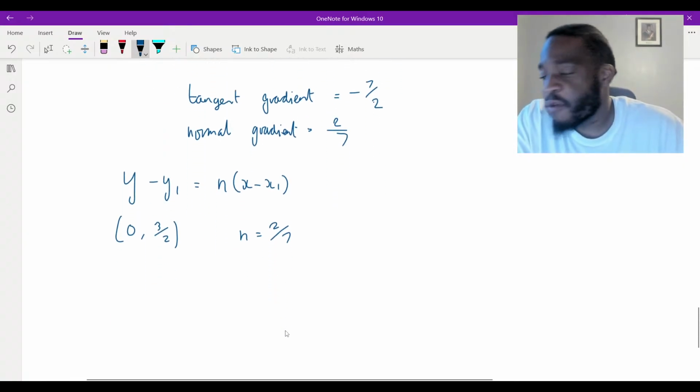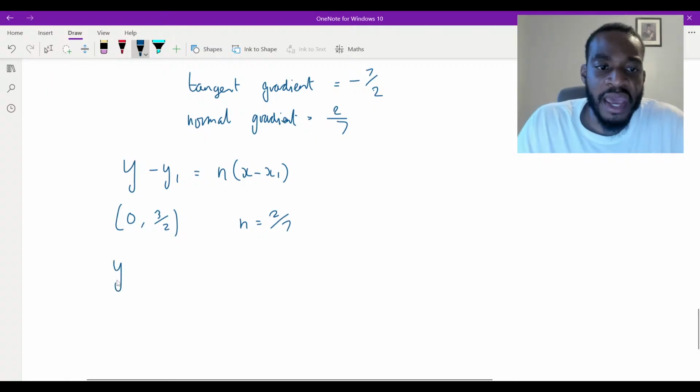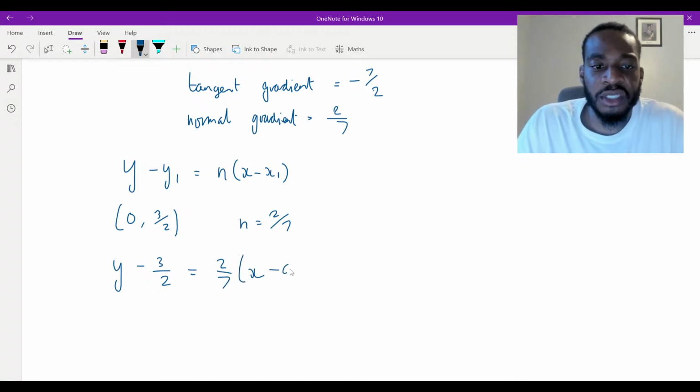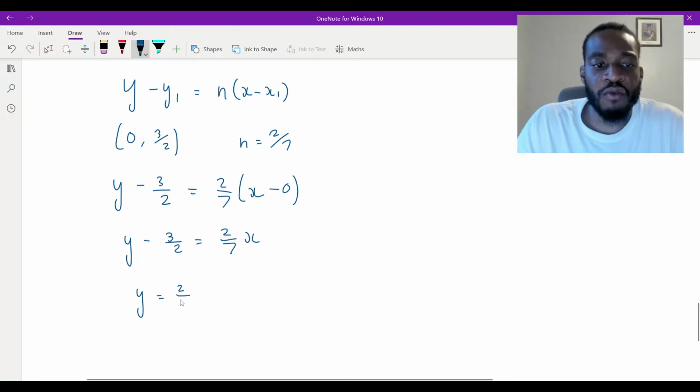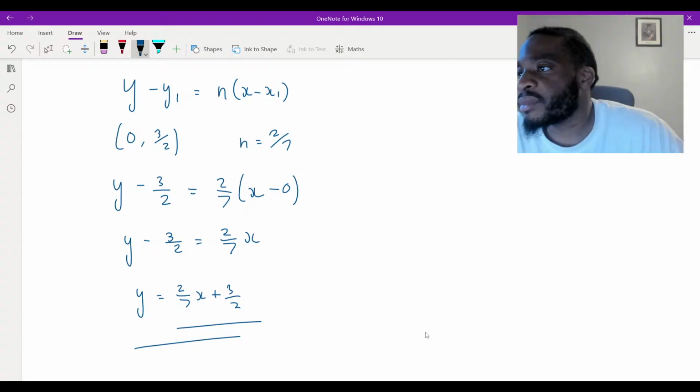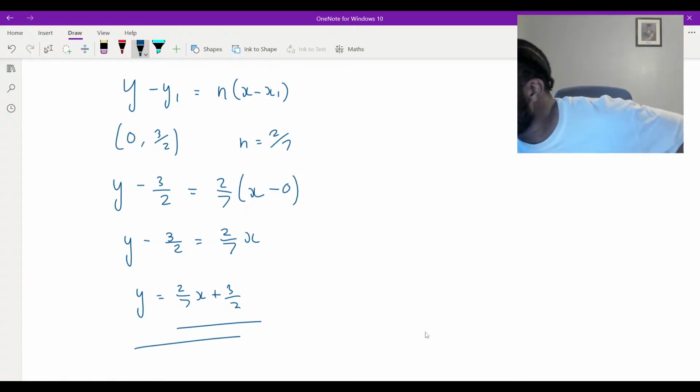So y minus y1 is 3 over 2, that will equal n, which is 2 over 7, and then x minus x1 is 0. So y minus 3 over 2 is going to equal 2 over 7x. That means y is going to equal 2 over 7x plus 3 over 2. And that is it. Make sense, guys? Happy with that?